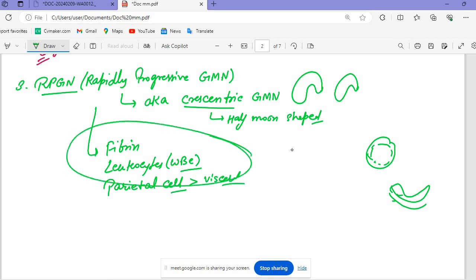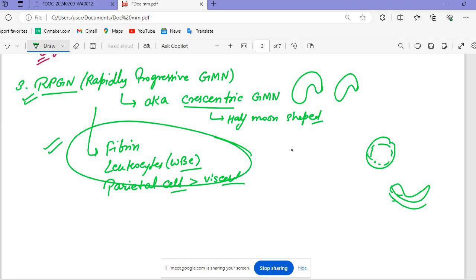Again, they will not ask you these things directly, but in the questions you will get something like fibrin and parietal cells mentioned, so you will get an idea and can easily answer. That is what RPGN is about. Okay, no need to worry, once we finish all the glomerulonephritis. I know this is a big topic, so that's why I'm starting from this.